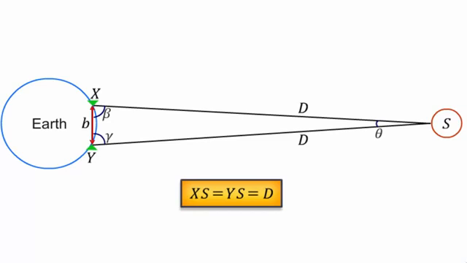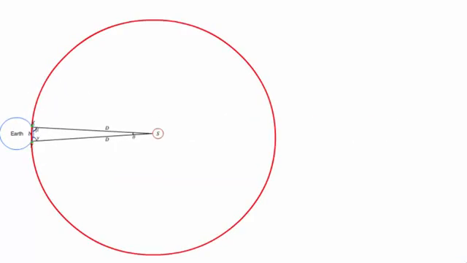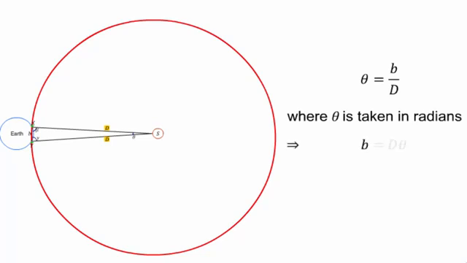As D is large, the ratio of B to D is less than 1. This implies that the parallax angle theta is very small. Subsequently, we consider X and Y as two points on arc of a large circle with its center at S and radius D. By definition of angle, theta is equal to the ratio of the arc length, which is the basis B, to the radius of the circle D, where theta is taken in radians. Thus, basis B is equal to D theta. This implies that the distance of the planet D from the Earth is the ratio of B to theta.